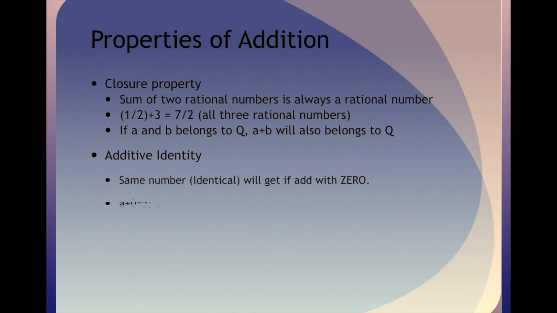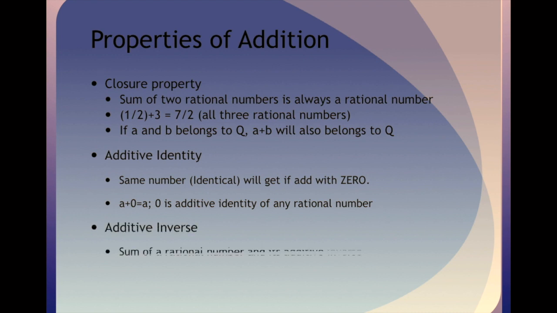Second is additive identity. What is additive identity? The same number will be received in the answer if we add 0. What does it mean? 0 is the additive identity of any rational number because there is no impact by adding 0 to any number, and the answer will always be the same number. So that's why it is called additive identity. So in the case of addition, the additive identity is always 0.